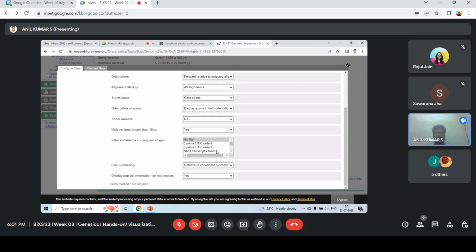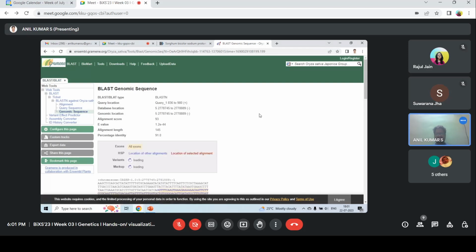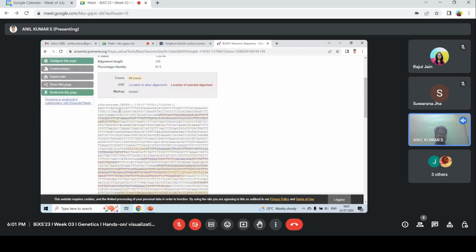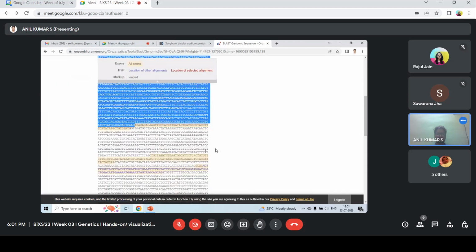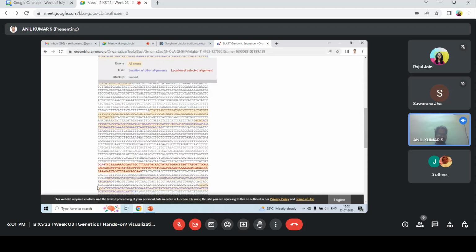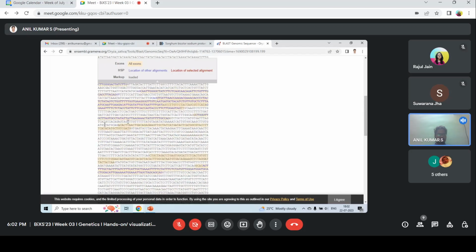If you remember, there are some line numbers, which I am not interested in, because if line numbers are there, I need to delete them manually. I don't want to waste my time. So you go like this. Now you can see a bigger sequence. Can you see this? Earlier the sequence contained not more than 10 lines. Now it is a much bigger sequence, and there are no line numbers also. And this colored portion is indicated by your exons.